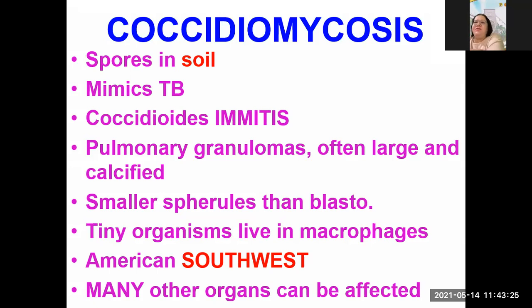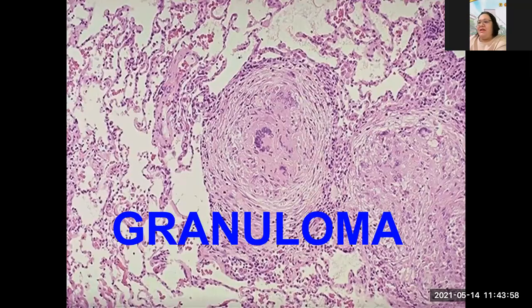Coccidioidomycosis is from spores in the soil, and it also mimics TB. It can cause Coccidioides immitis. The pulmonary granulomas are often large and calcified, and it has smaller spherules than the blasto one. Okay, so it has tiny organisms that live in the macrophages, and many organs can be affected. And this is a picture of a granuloma.